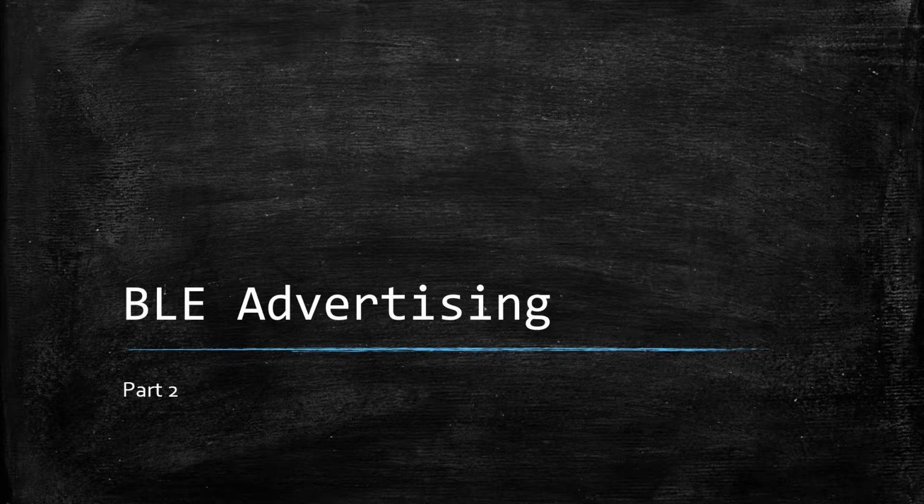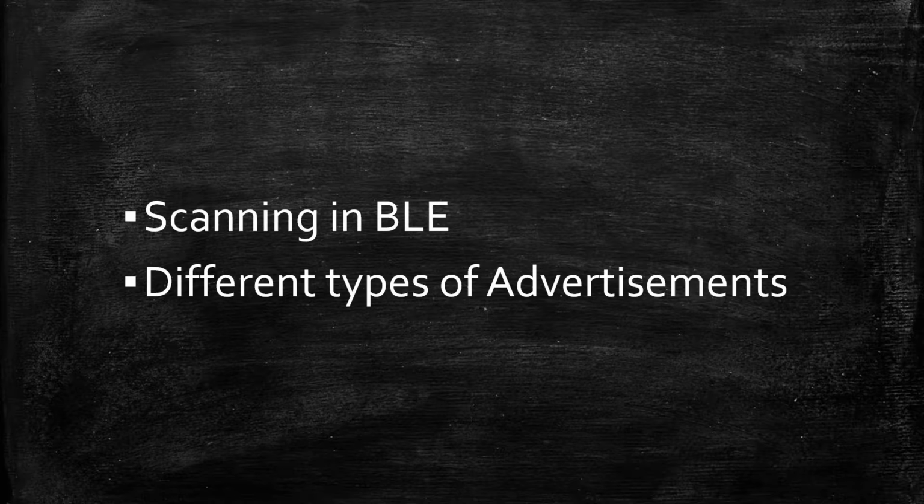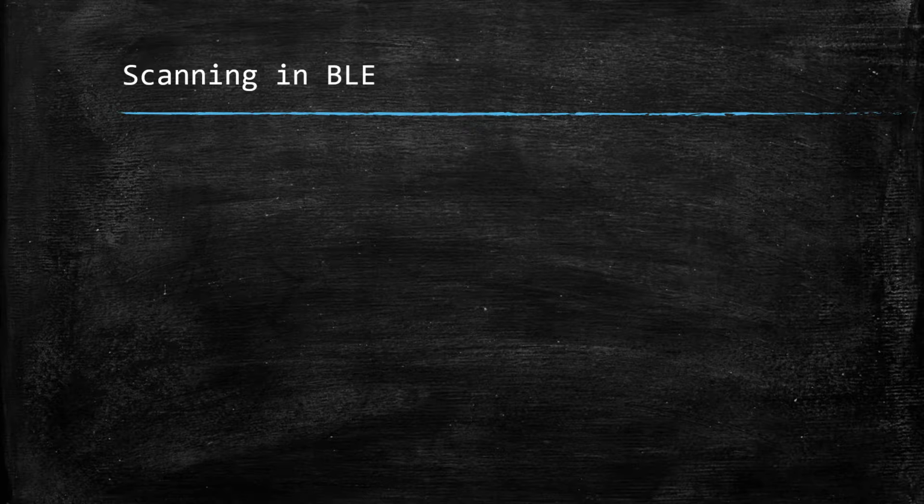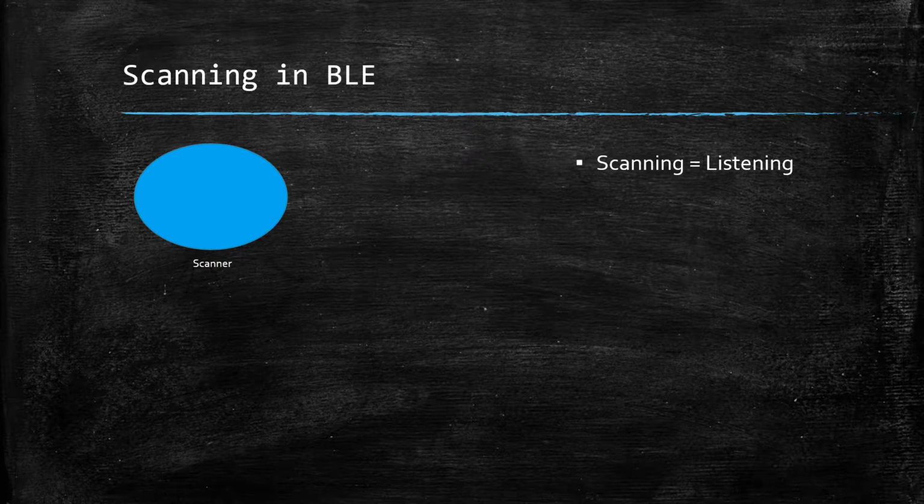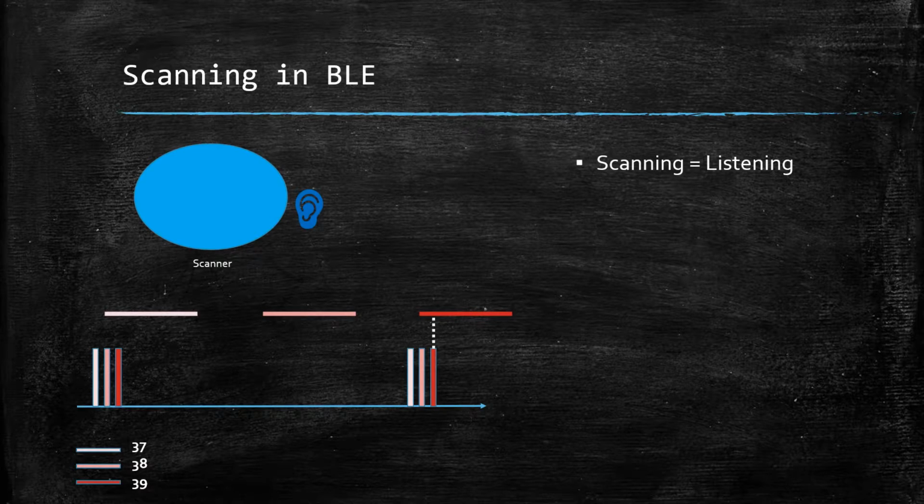Today we'll understand the concept of scanning in BLE and we'll have a look at the different types of advertisements. First of all, what is scanning? Scanning is similar to listening. Here, the BLE device, which could be an observer or central, listens for potential advertising packets.